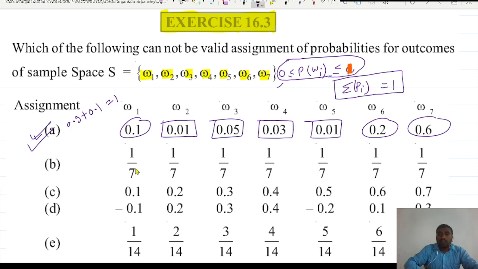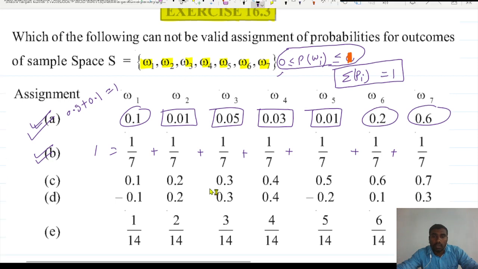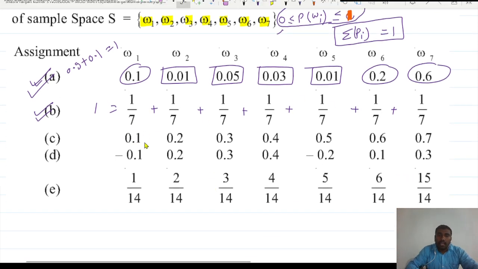Similarly you have to check all. This is also okay, because if we add all the values, a total of 7 are there, you will get 1 here. And because all are lying between 0 and 1, that is also acceptable. Third one: all are lying between 0 and 1, that part is okay, because 0.4, 0.5, 0.6, 0.7. But if you add 0.7 plus 0.6, at least this is 1.3. So their sum in this case is greater than 1.